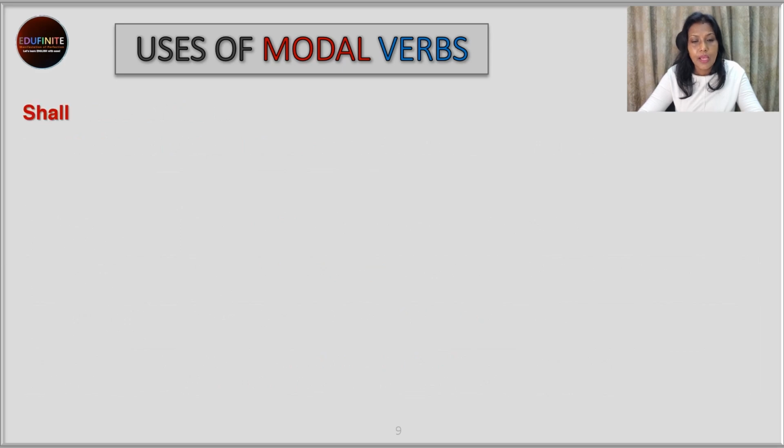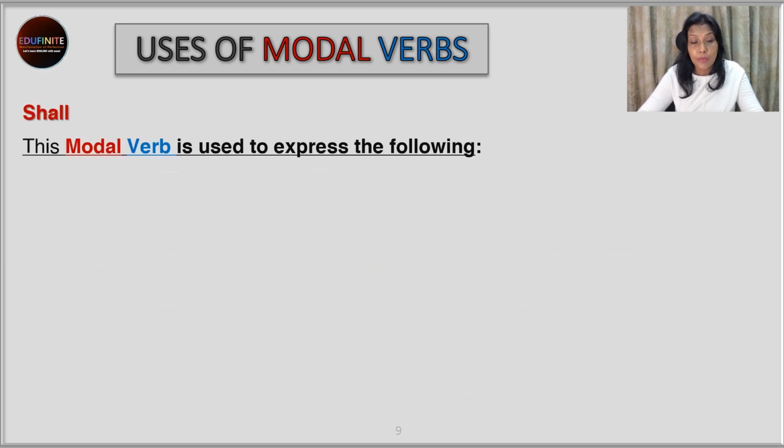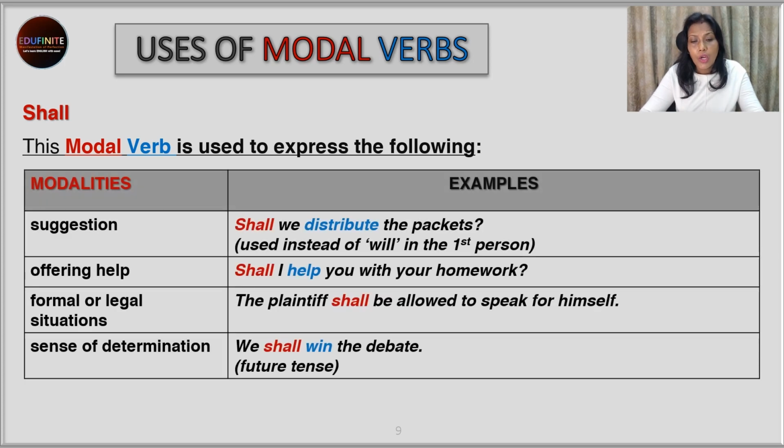Shall. This modal verb is used to express the following modality. Suggestion. When we suggest something. Shall we distribute the packets? So maybe there are a lot of packets. Someone wants to distribute it maybe to the needy or among the children. So someone is coming and offering to help or just suggesting, shall we distribute it for you? Like shall we distribute the packets, that it's helpful for you?